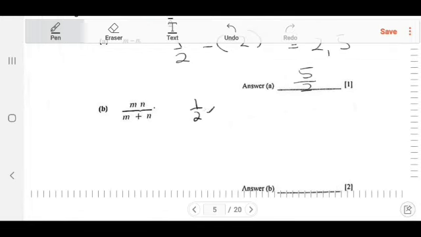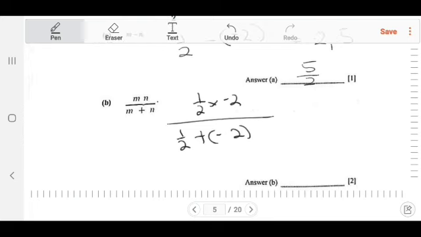Okay, then coming here, this mn, which is a half times negative 2, half times negative 2 over half plus negative 2. Okay, on top we get negative 1 over here. We get negative 3 over 2, which is the same as 1.5.